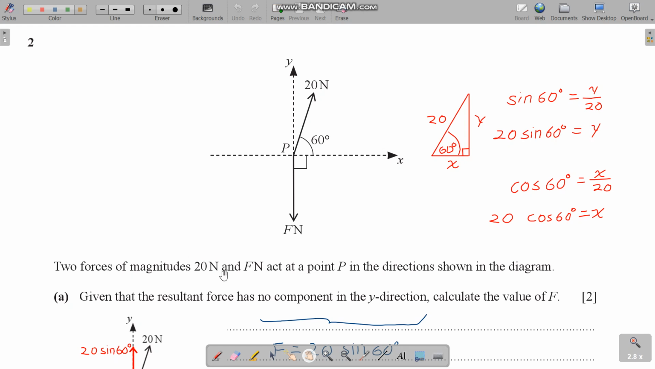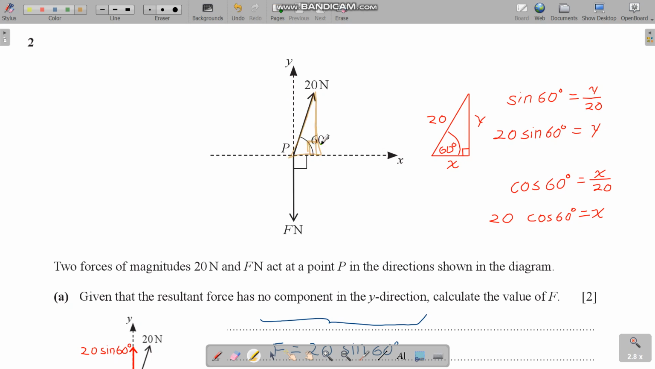Two forces of magnitudes 20 newtons and F newtons are shown in the diagram, given that the resultant force has no component in the y direction. So the first step is to resolve, or split, this force into the two components, the x component to the right and the y component upwards. In order to do that, just draw a right angle triangle.